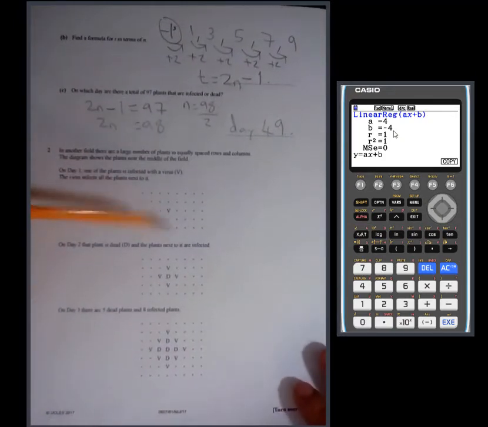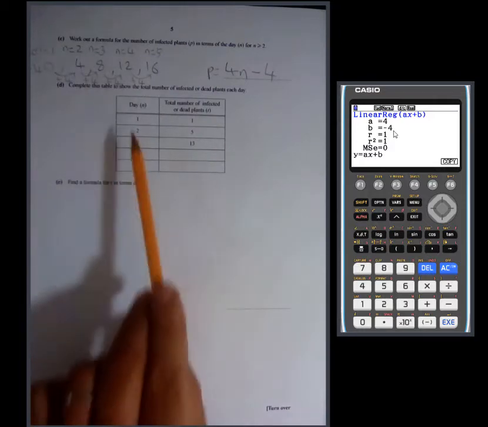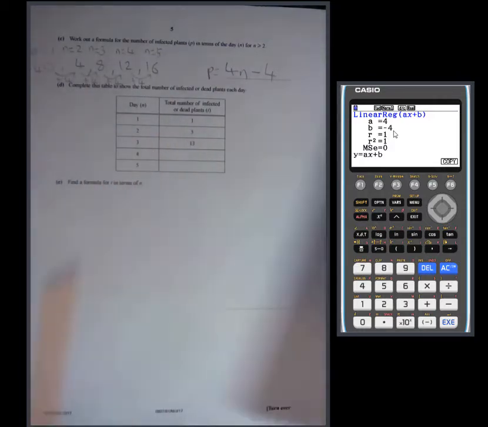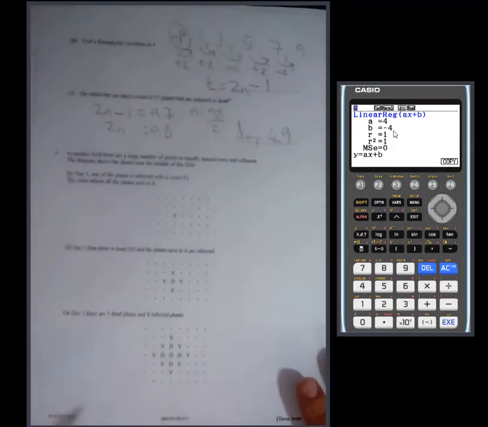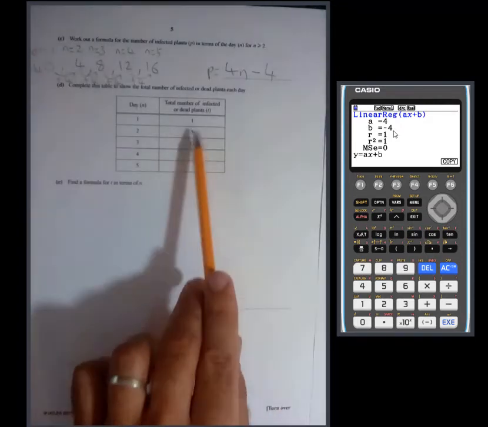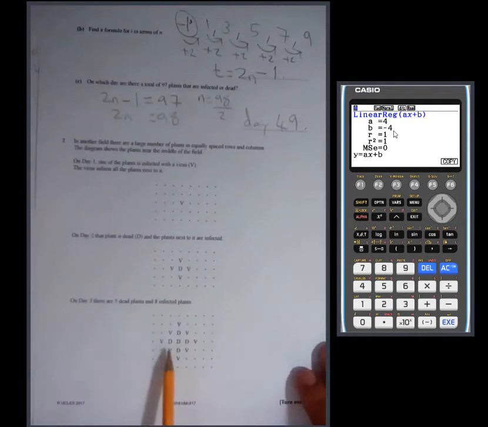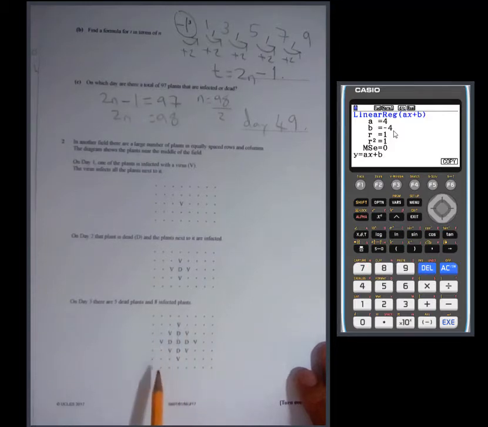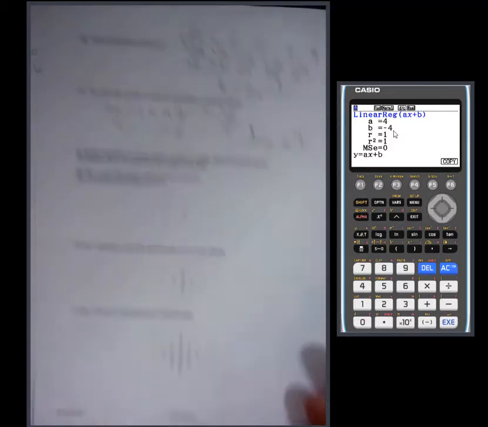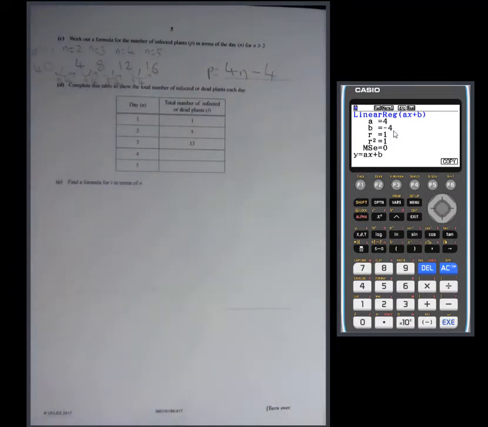here we had on day 1 you have just this one plant with a virus, right? So on day 1 it's 1. On day 2 you've got 1 dead and 4 with a virus, making 5 in total. On day 3 you've got 5 dead, and then you've got 8 with a virus. So what you can do is keep drawing patterns and counting them all.